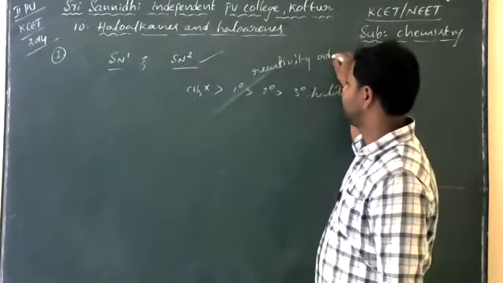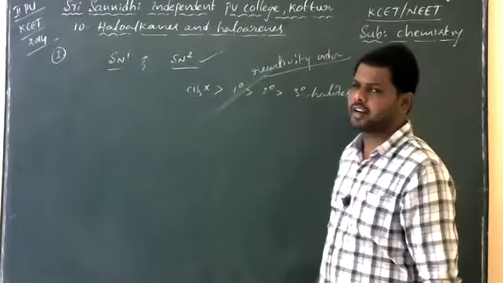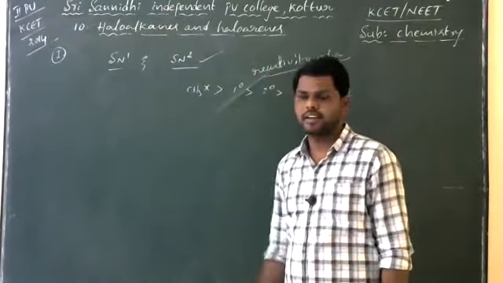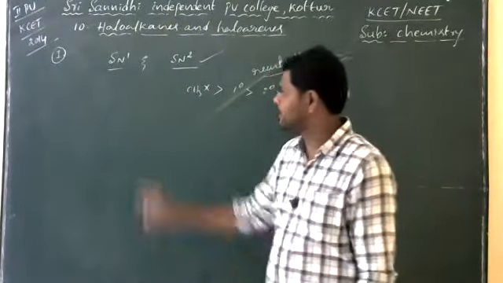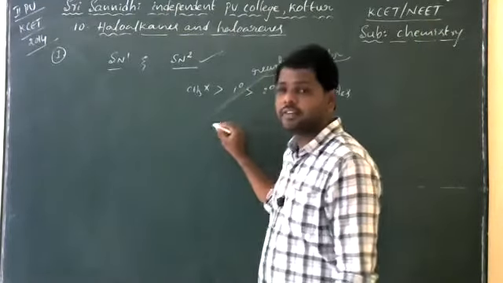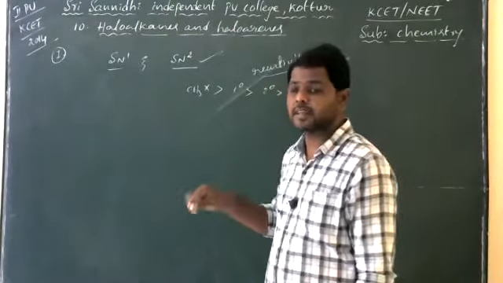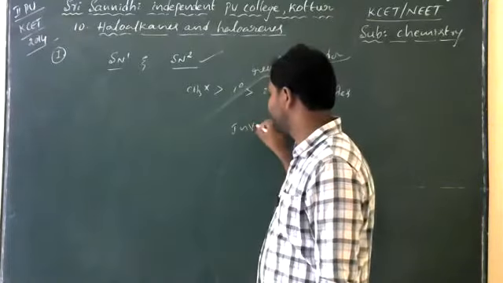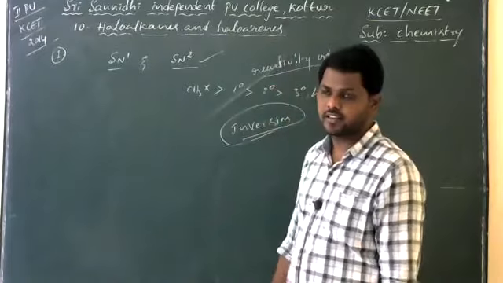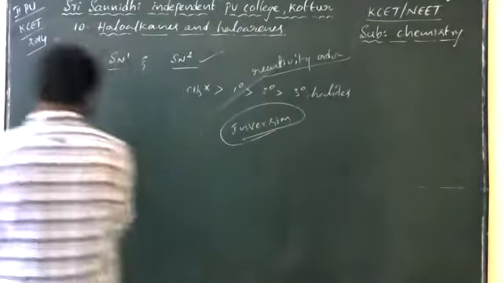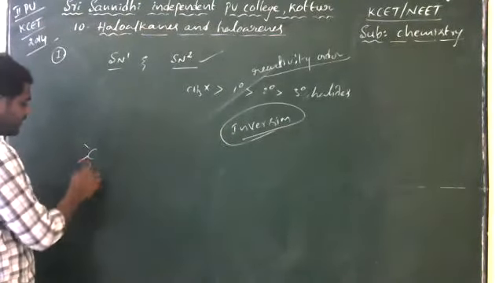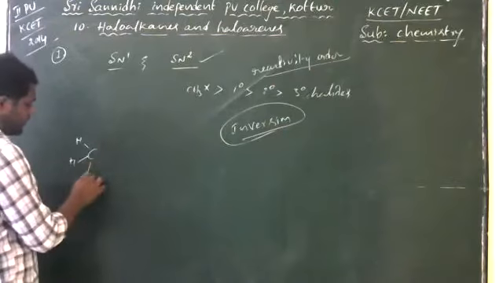Reactivity order. Which is right? The reactivity order of alkyl halides towards the SN2 mechanism. No intermediate formation takes place in the SN2 mechanism. The SN2 mechanism takes place through inversion of configuration. Take an example here, methyl chloride.